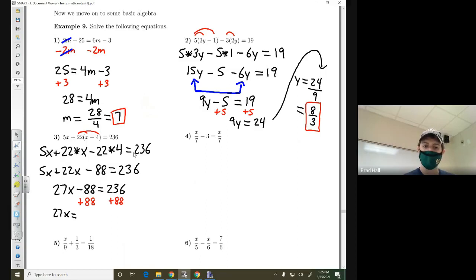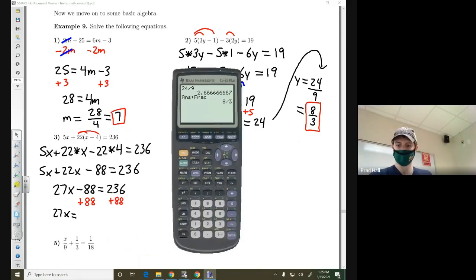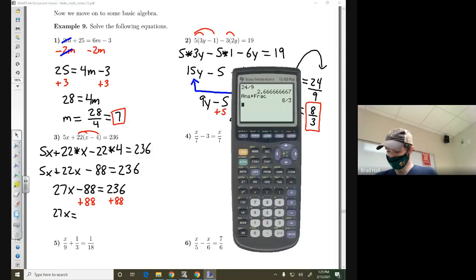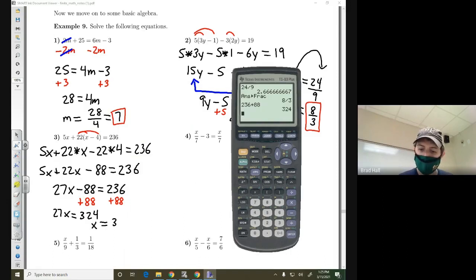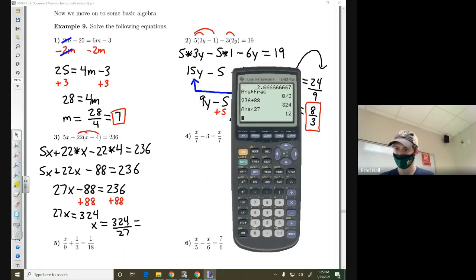27x is equal to 236 plus 88. 236 plus 88 is 324. And of course, we divide both sides by 27, and we're done. Simple as that. 324 divided by 27. That's 12.